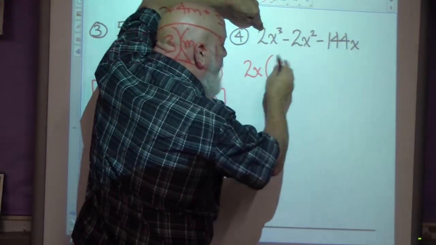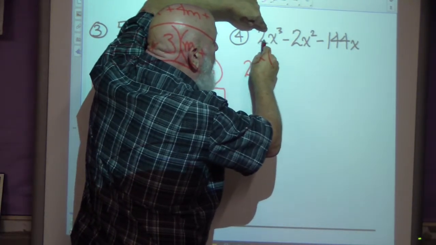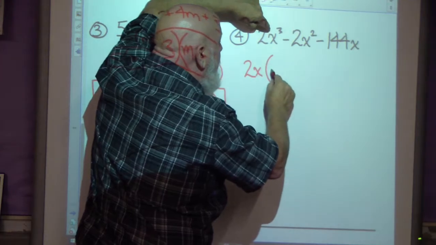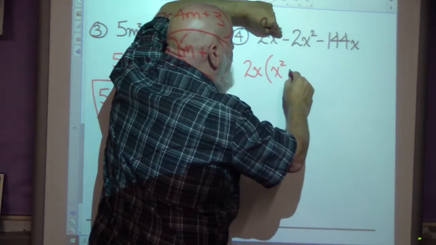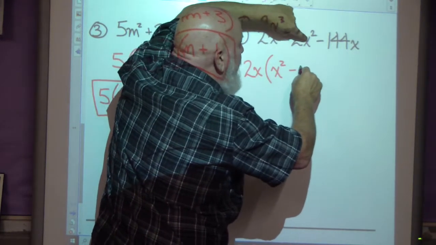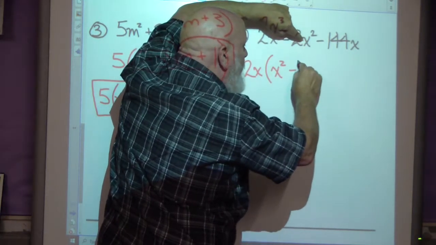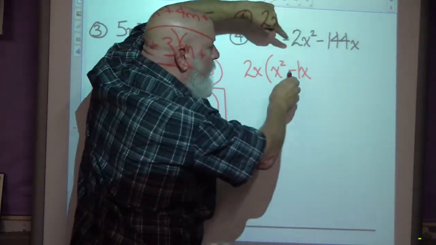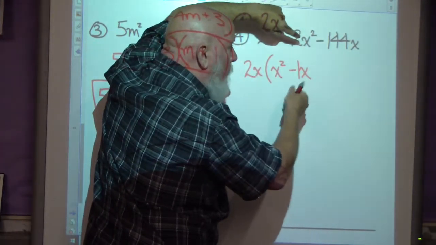If I pull a 2 out of this, remember when you pull it out, you're dividing. If I pull a 2 out of this, I'm left with 1. If I pull one of the x's out here, I'm left with x squared. If I pull a 2 out of this, I'm left with -1. You can put a 1 there if you want, but it's implied. And if I pull one of the x's out of here, by dividing, I'm left with the other x. And you can put a 1 here if you want. You can think of it as -1x. It is -1x. We just usually don't write the 1.